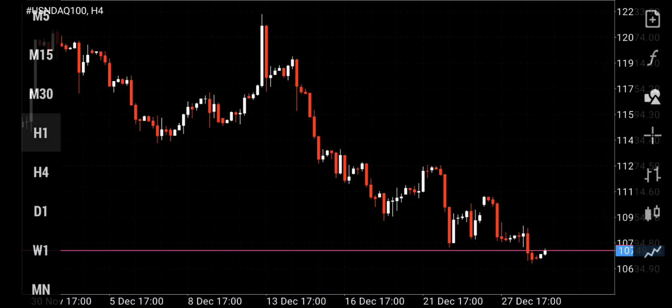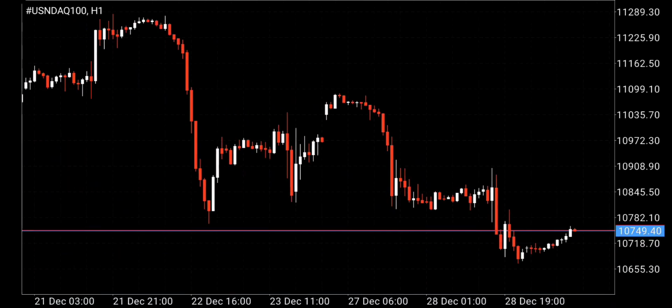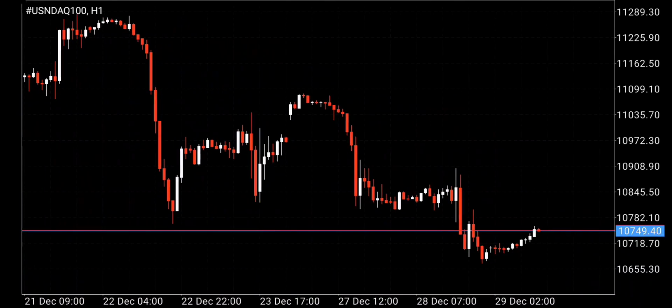So let's look at our H1. This is not nice. I'm not going to lie to you. This is not nice at all. Yes, it looks like the price moved from here to there, but look at how long it took to get there compared to how long it took the bears to push the price from here to here.